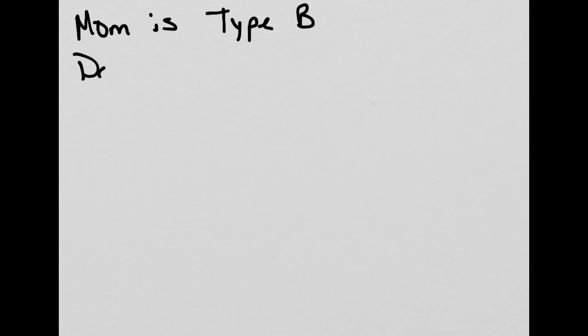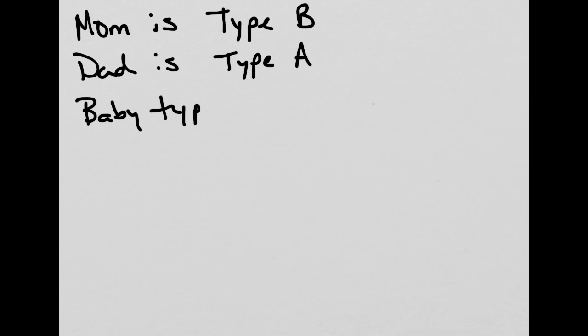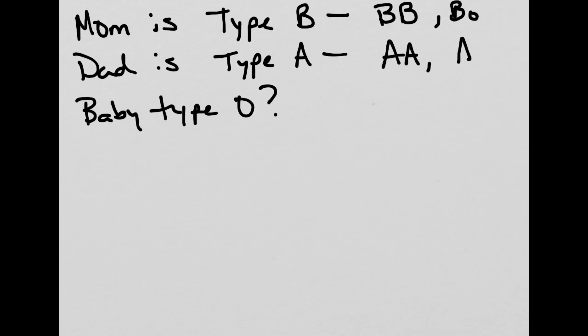Let's say that Mom is type B and Dad is type A. Can their baby be type O? Is that possible? Well, let's see. If Mom's type B, then she's either big B or big B little o. Dad would be big A, or big A little o. Either one. That's a possibility.